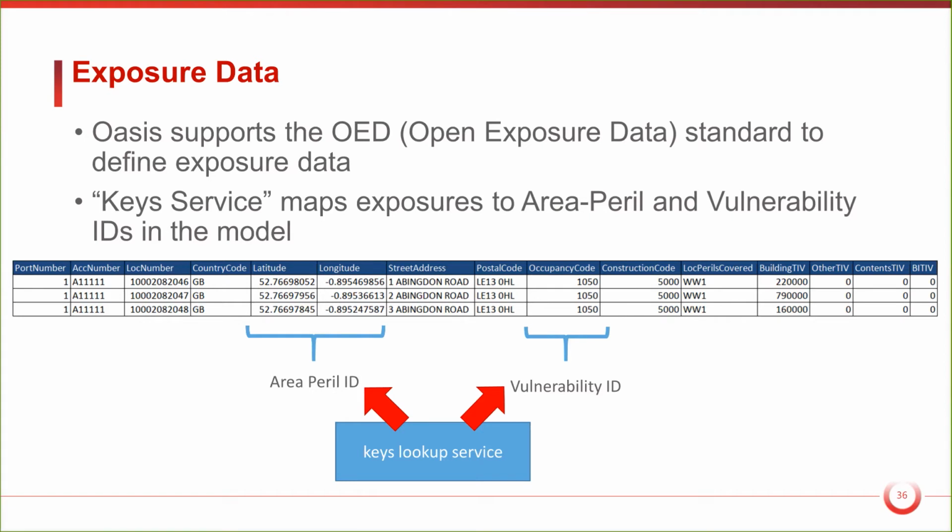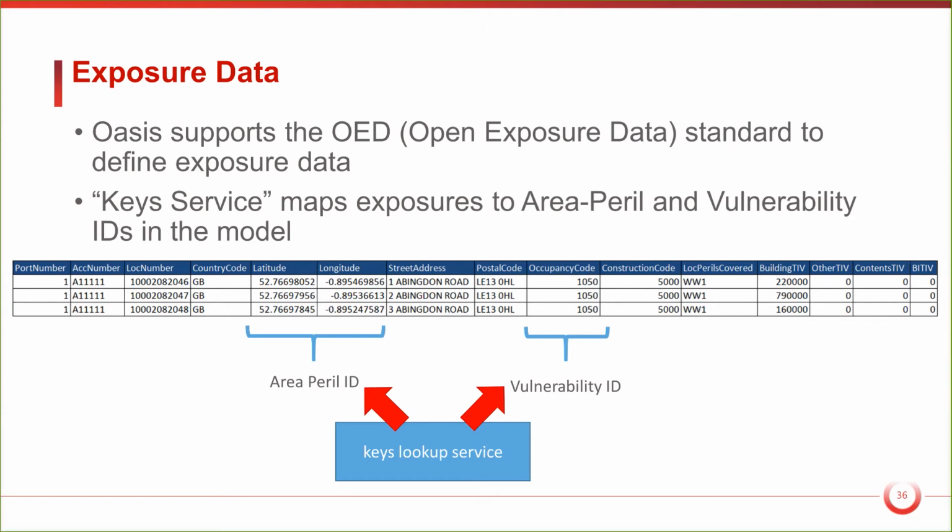The other part of the keys lookup service, which is quite important, which I'll just touch on very briefly, is it also validates the exposure data against the model. So what might happen is you enter, say, 1,000 locations, and actually 800 of them get IDs and 200 of them don't, because they're maybe outside of the geographical realm of the model, or they have vulnerability functions which aren't supported. The key service also returns that information to the user. So it will say, these 800 are mapped, these are the area peril IDs and vulnerability IDs, these 200 were not mapped for the following reasons.